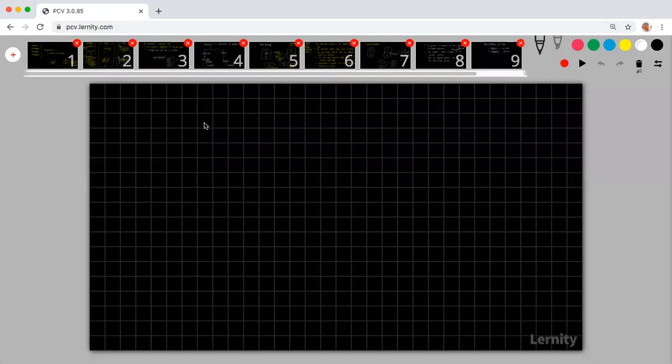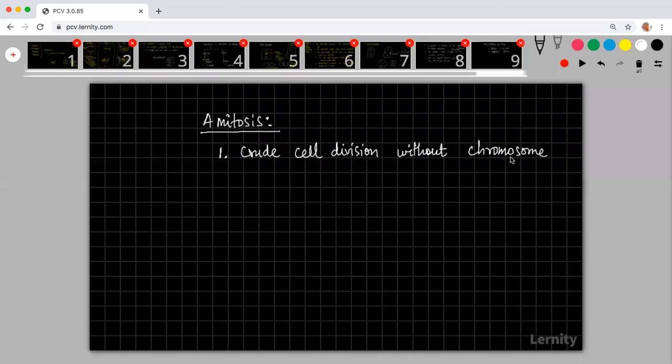So now, what is this amitosis? In amitosis, the first thing, it is a crude cell division without what? Chromosome formation. Okay. Spindle fibers are not formed. First you write it, I'll explain it. It happens in prokaryotes.